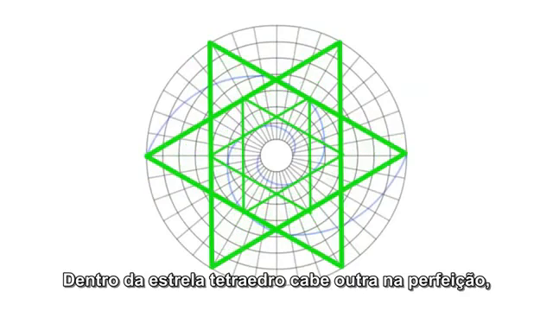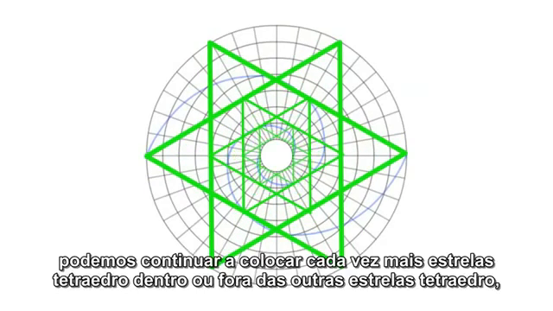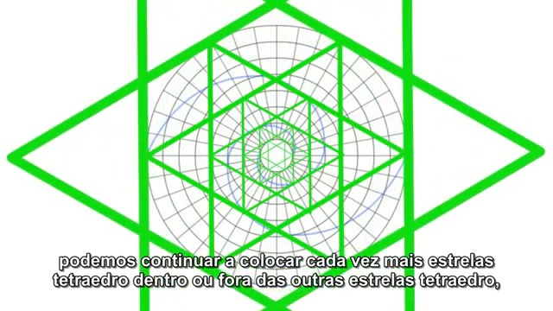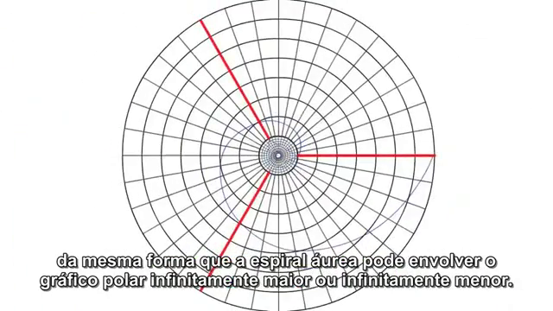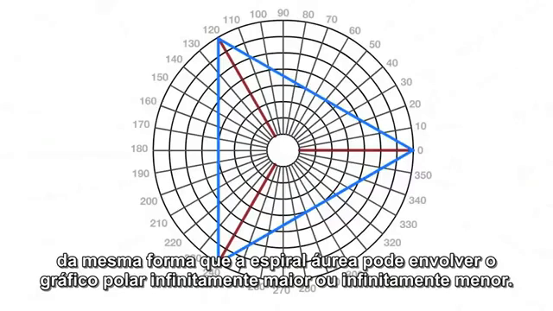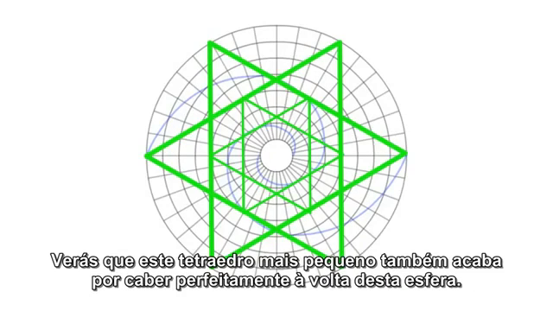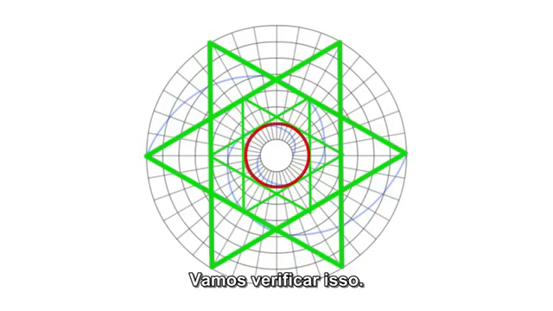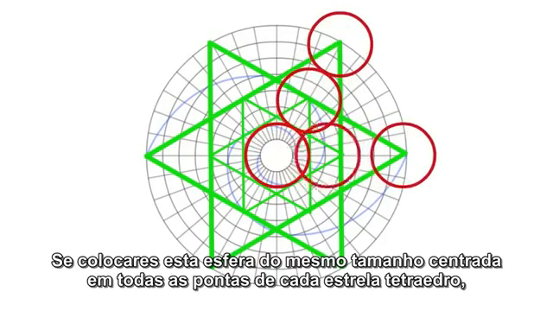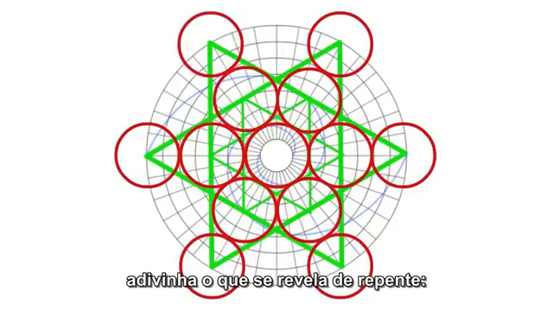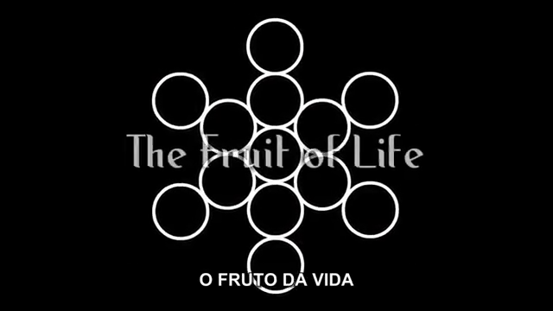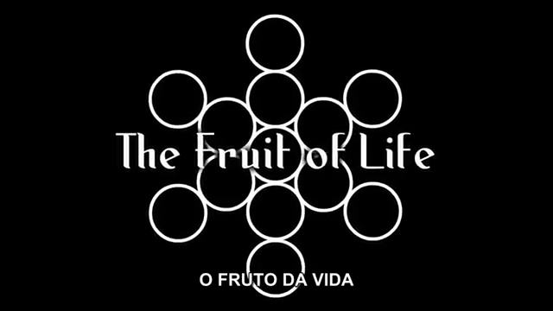Inside the star tetrahedron, another one fits perfectly. We can continue to put more and more star tetrahedrons inside or outside of the other star tetrahedrons, the same way the golden mean spiral can wrap around the polar graph infinitely big or infinitely small. You'll notice that this smaller tetrahedron also happens to fit perfectly around this sphere. Well, check this out. If you put this same size sphere centered on the point of every single star tetrahedral point, guess what suddenly reveals itself? Fruit of life. It's back.